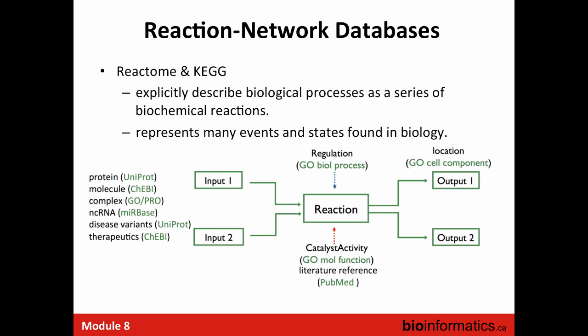It basically explicitly describes all of these different biological events and processes as a series of biochemical reactions. So we're seeing here the series of inputs flowing into the reaction, and a series of outputs. These inputs and outputs can be a variety of different molecules. Different pathway databases will emphasize and focus on different molecules. Reactome, for example, will focus on proteins, small molecule complexes, non-coding RNAs, disease variants, and therapeutics, whereas KEGG will probably capture the majority of the same thing, but may not necessarily focus on disease variants.